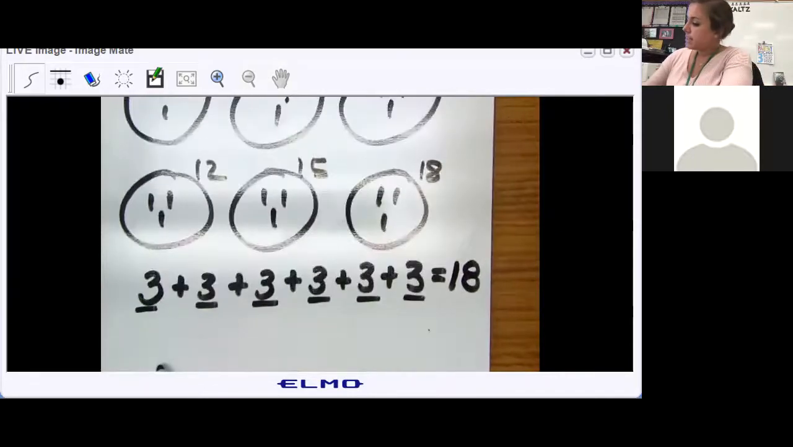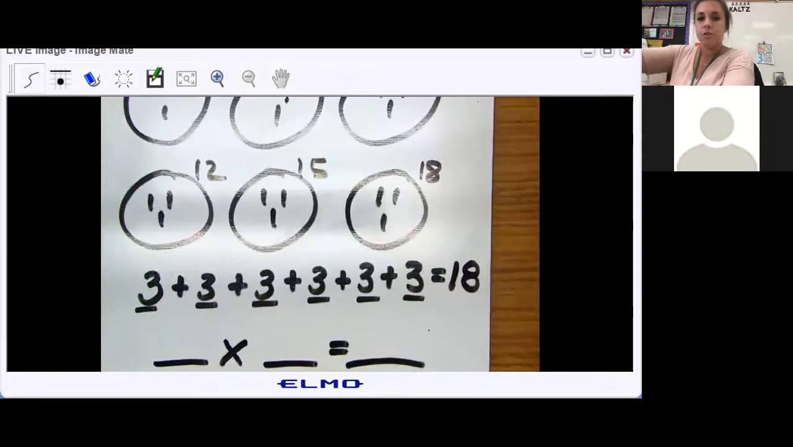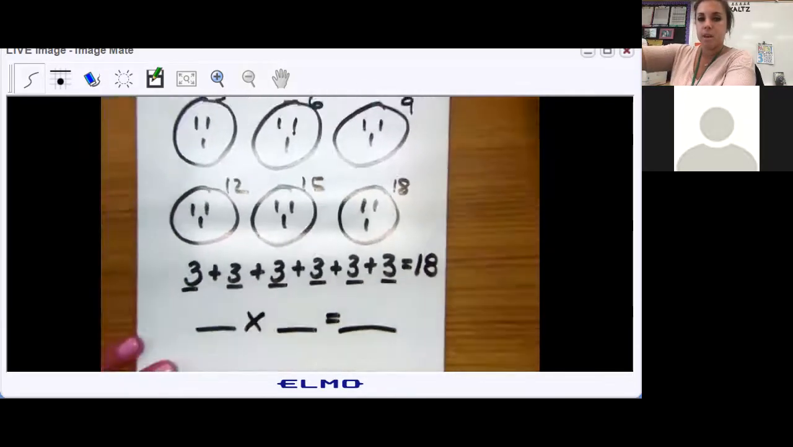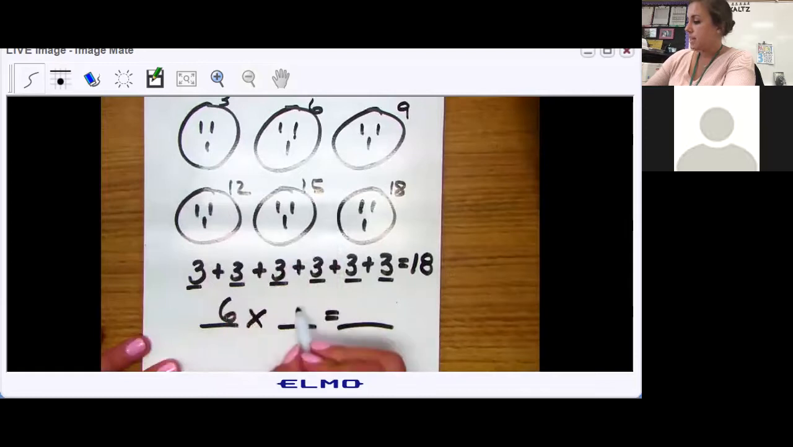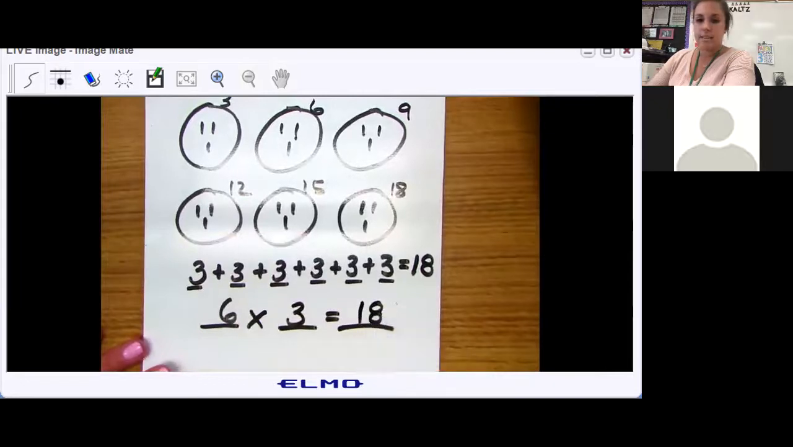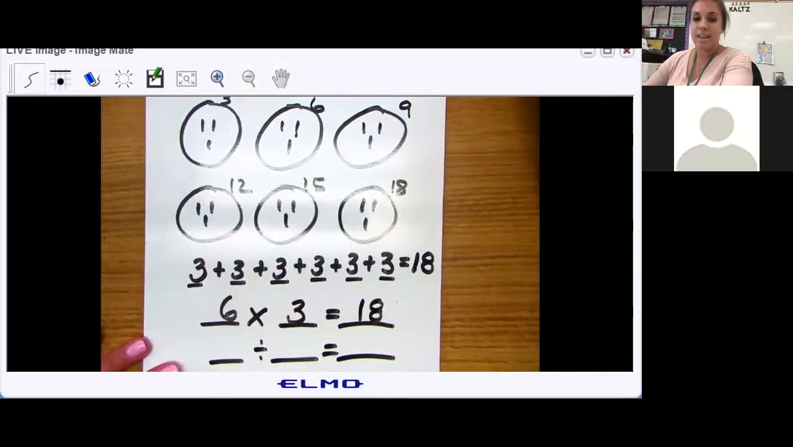Okay, let's write this as a multiplication problem. Go ahead and pause the video if you need a minute. All right, so the multiplication problem for this picture is 6 groups, times 3. So there's 3 in each group, and that equals 18. Now pause the video and write those numbers as a dividing equation.